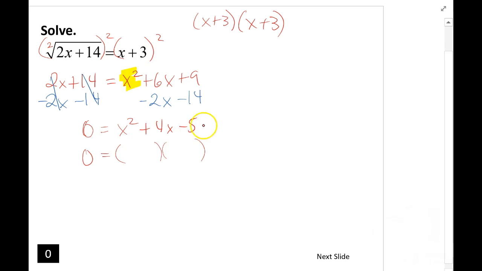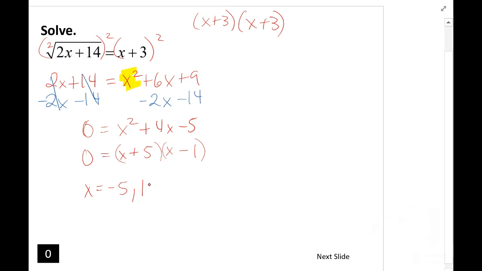Okay, so I know that, let's see, two numbers that multiply to negative 5, but add up to 4. Well, let's see, I know I'm going to have to do 5 and 1, because that's the only way I can multiply 5. And I'll have to make 5 positive and 1 negative in order to get a positive 4. Okay, so now remember, x is a liar, so our solutions are x equals negative 5 and x equals 1.